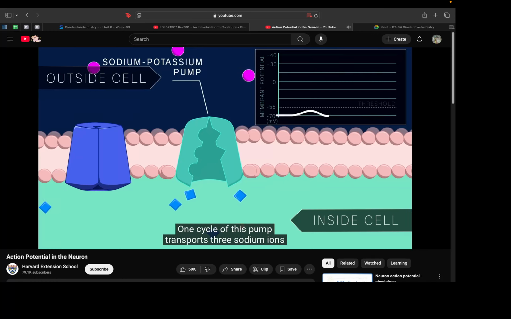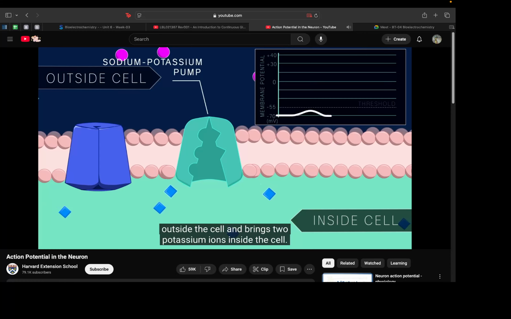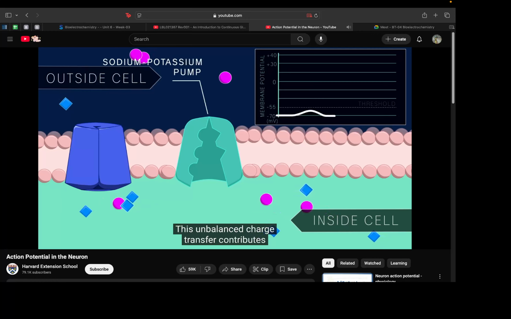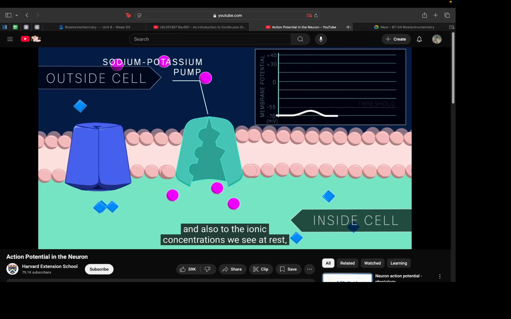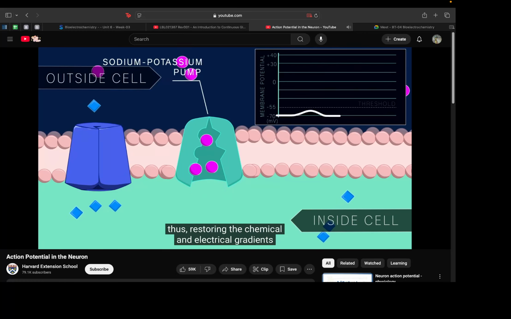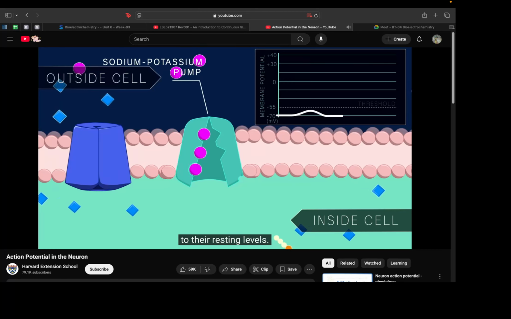One cycle of this pump transports 3 sodium ions outside the cell and brings 2 potassium ions inside the cell. This unbalanced charge transfer contributes to the separation of charge across the membrane and also to the ionic concentrations we see at rest, thus restoring the chemical and electrical gradients to their resting levels.